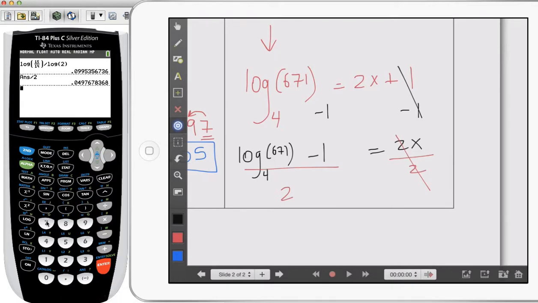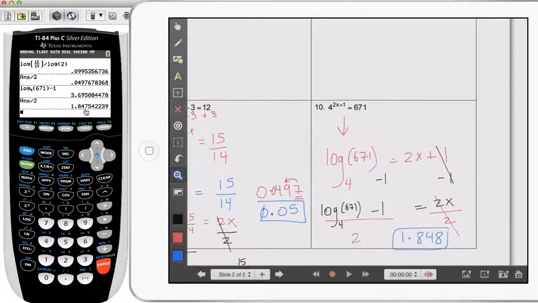Now to do that, go to math, log base 4 and 671, okay? Minus 1, find that, and then divide it by 2. As you can see, I'm not estimating, I'm not rounding just yet. Let it be the last step. So it's going to be 1.848. Okay, now this is everything for 5 to 8. I hope that this tutorial was helpful.